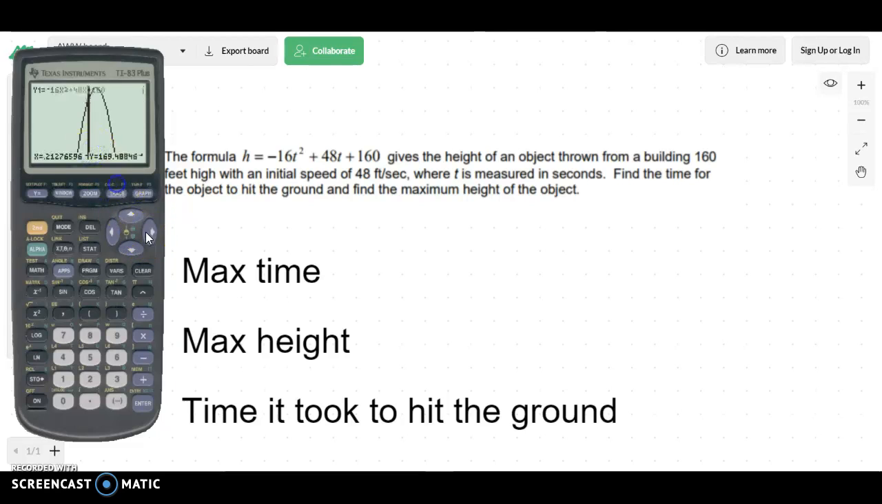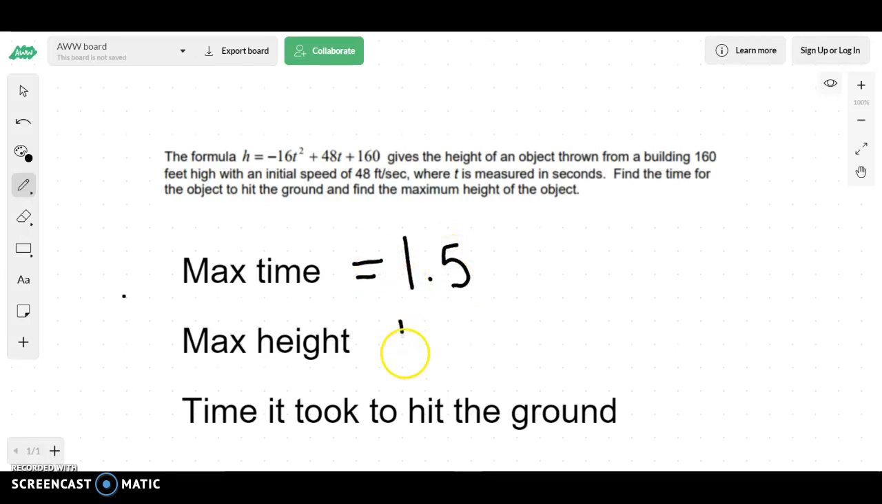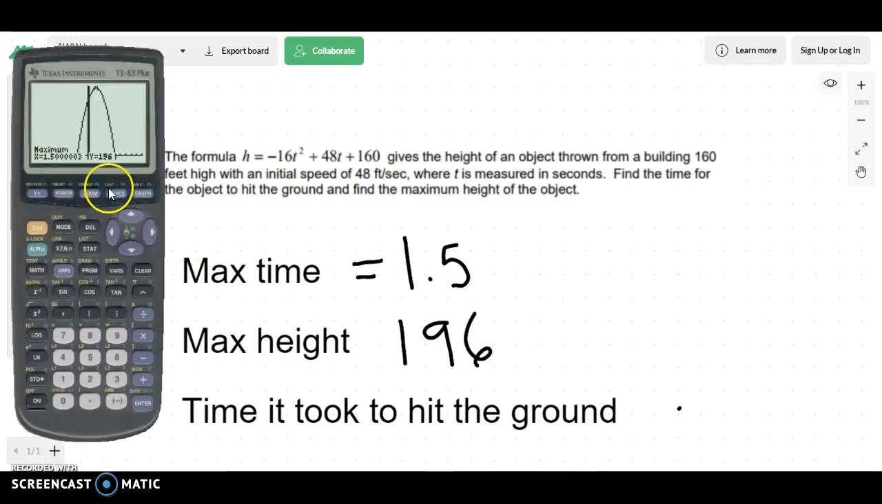Now I'll trace this to figure out my information. I want to figure out my max time and my max height, and that looks like 1.5 and 195. If I wanted a closer approximation, I just go second calculate, go to max, hit that on the left bound, go over to the right side, hit that, hit enter. And so my max time is 1.5 and my max height is 196.